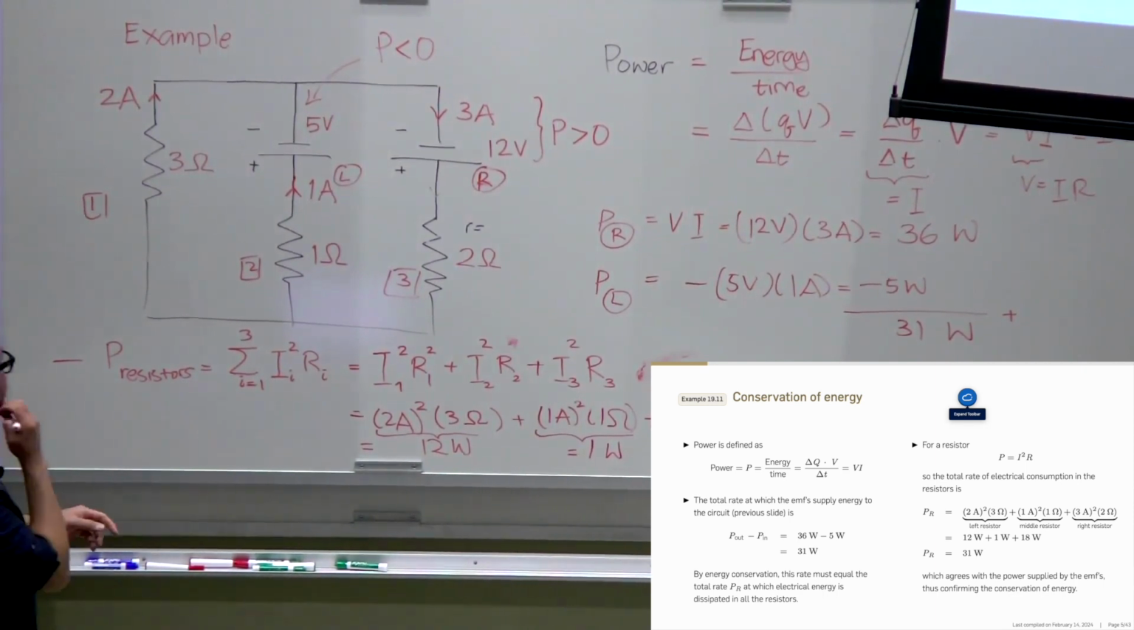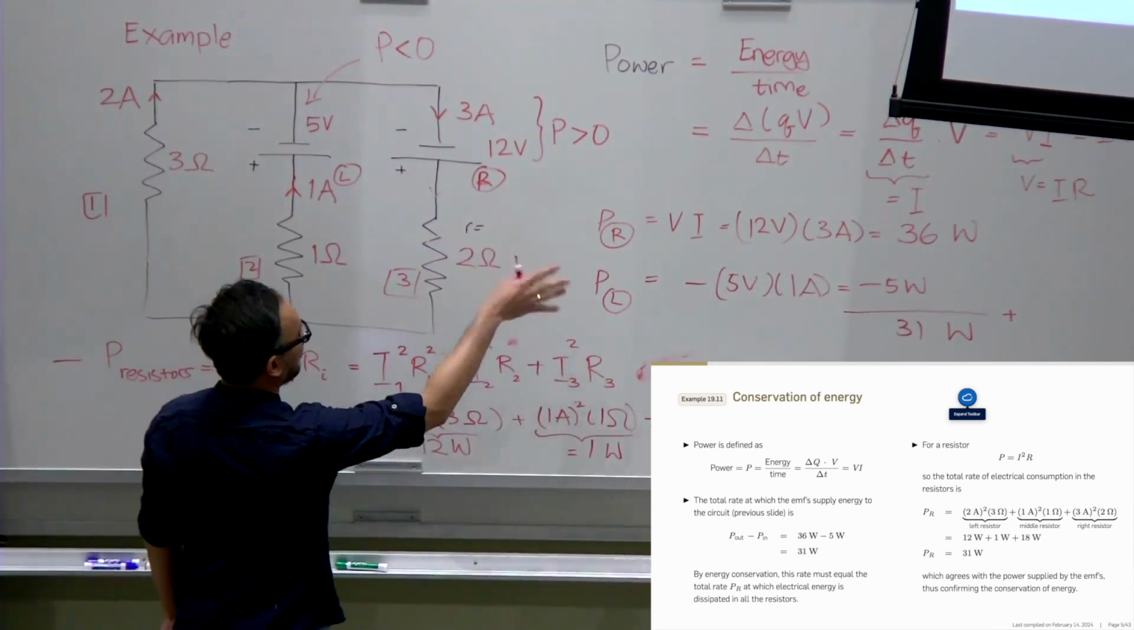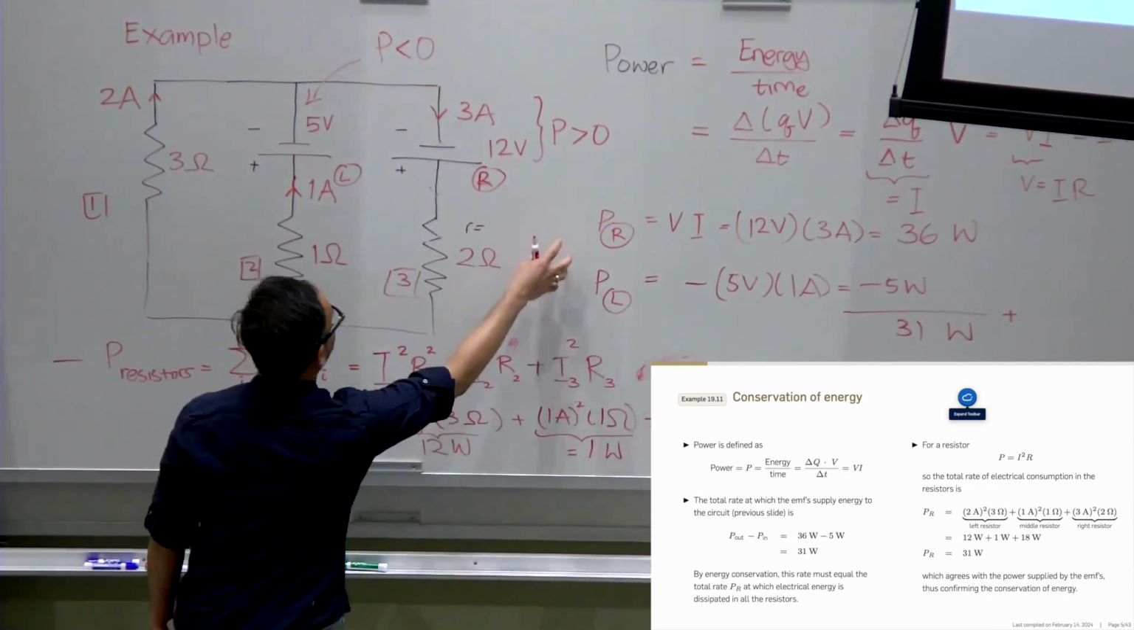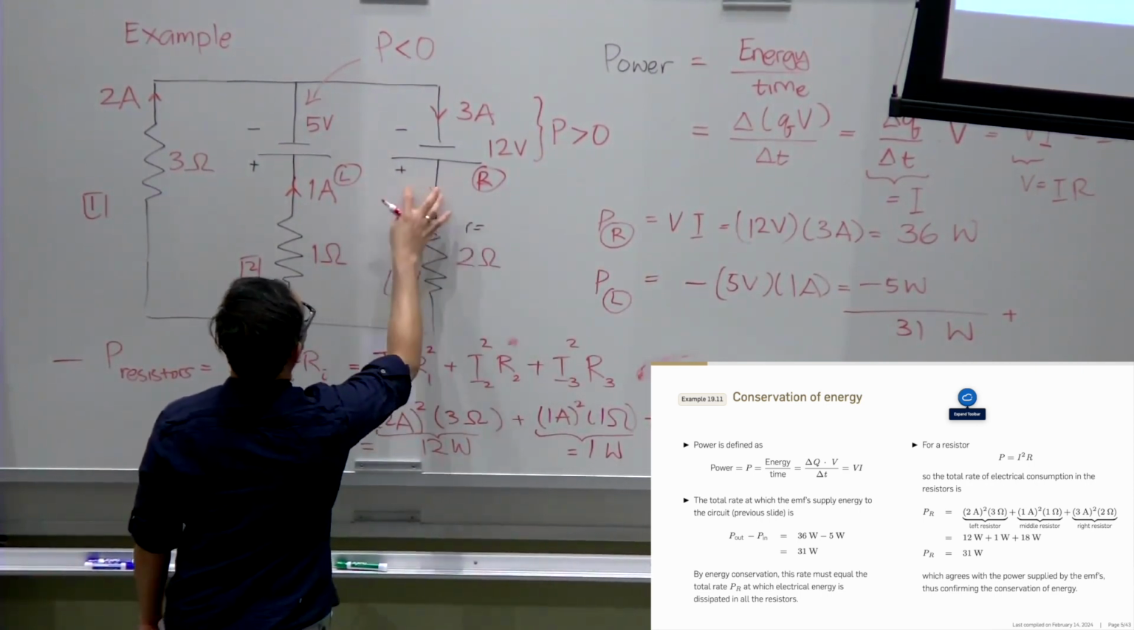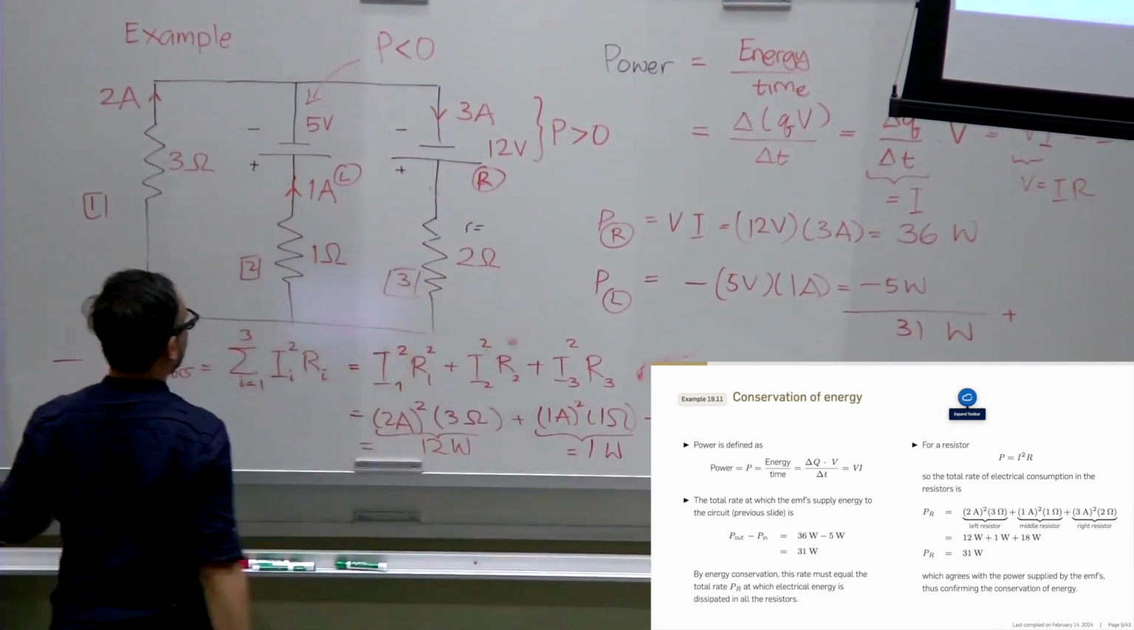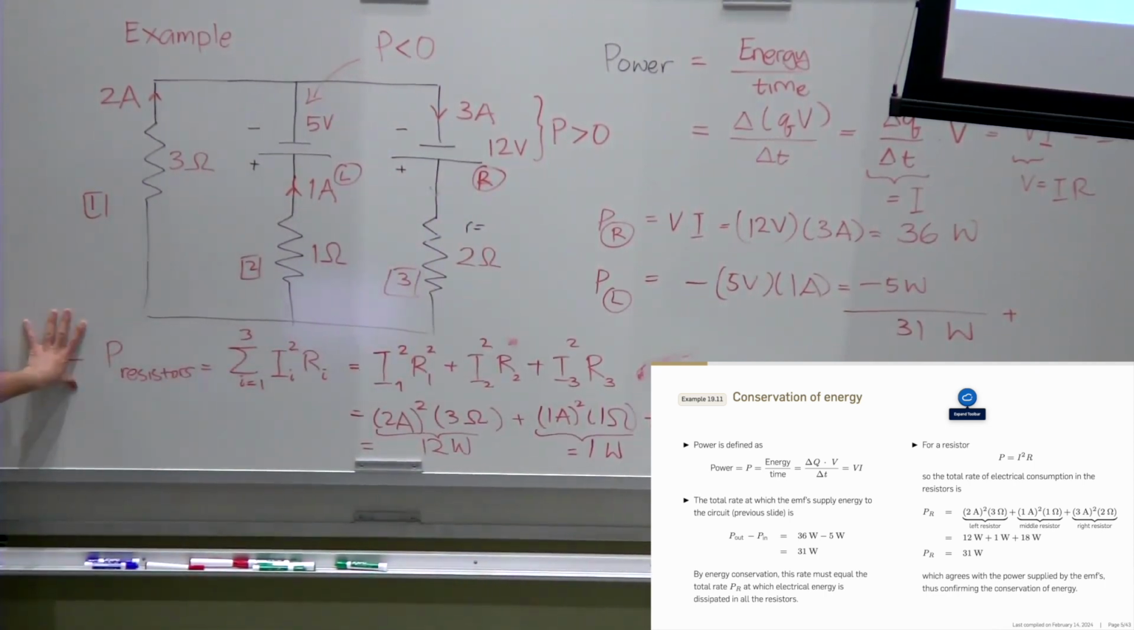P out. Well, basically, if you sum all of this, so P of the battery, the energy sources are two batteries, and you lost heat due to resistors. So P out due to the batteries is equal to P due to the resistors.